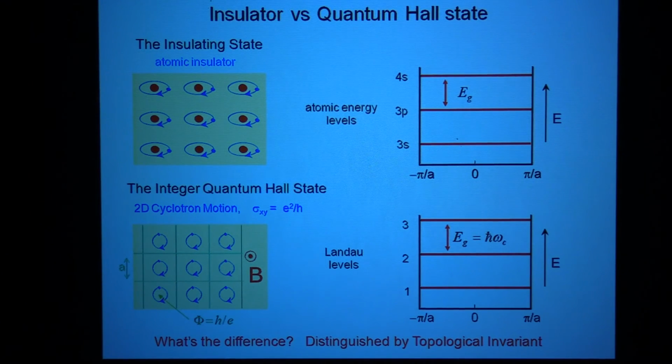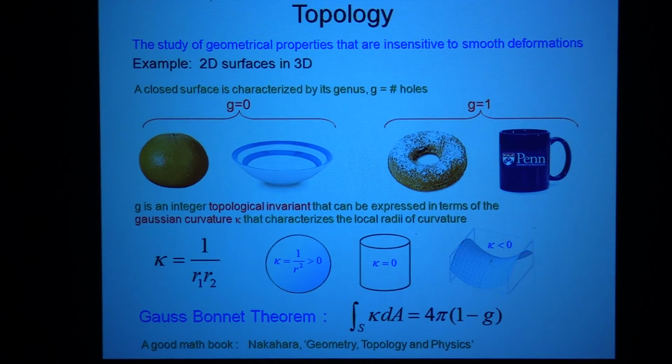And so the question is what's the difference between these two? That's where the idea of topology enters. What I'm going to show you over the course of this lecture is how to understand the difference between these two as being distinguished by some kind of topological invariant. Let me talk about what a topological invariant is before attaching physics to it. I gave this example of the sphere and the donut.